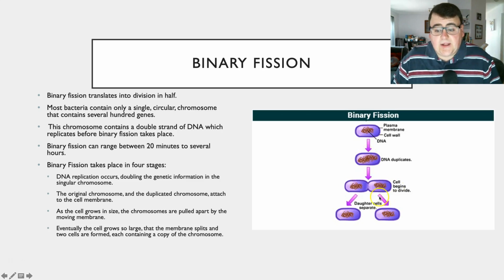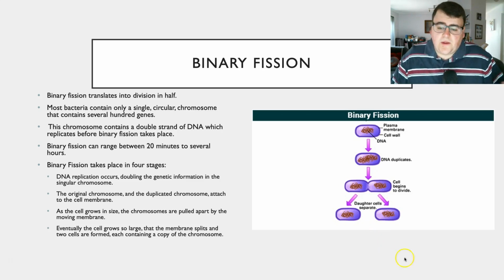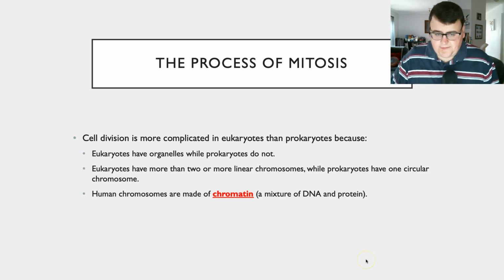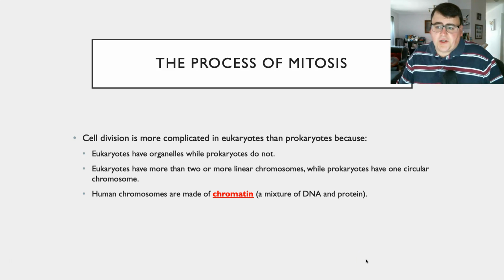As the cell starts to elongate, those chromosomes are physically separated by the fact that the cell membrane is moving as it elongates. Eventually, the cell grows so large that the cell membrane starts to invaginate, and then it physically separates the cytoplasm and the cell, creating 2 copies of the cell, each with their own copy of the chromosome. So that's binary fission. That's all we're going to look at for binary fission.